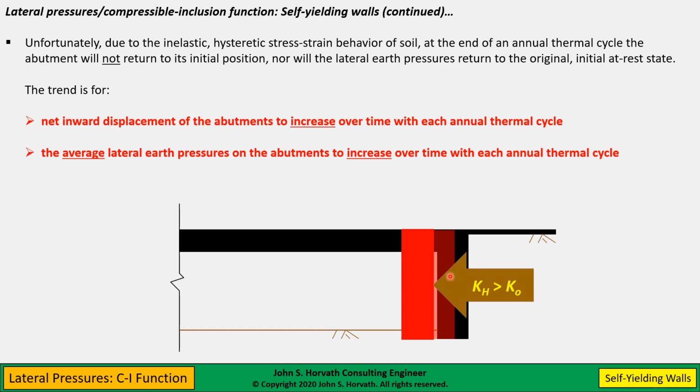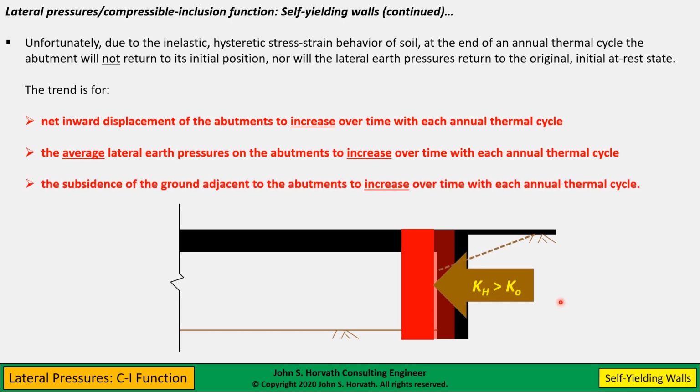What that means is that the average lateral earth pressure in the abutment will increase over time. It may start at the at-rest state, but over time, because the soil keeps slumping down, down, down, at equilibrium, this lateral earth pressure is going to be greater than the at-rest state. So every summer cycle now is going to begin at a higher lateral earth pressure than the earth at-rest state, as with the first cycle.